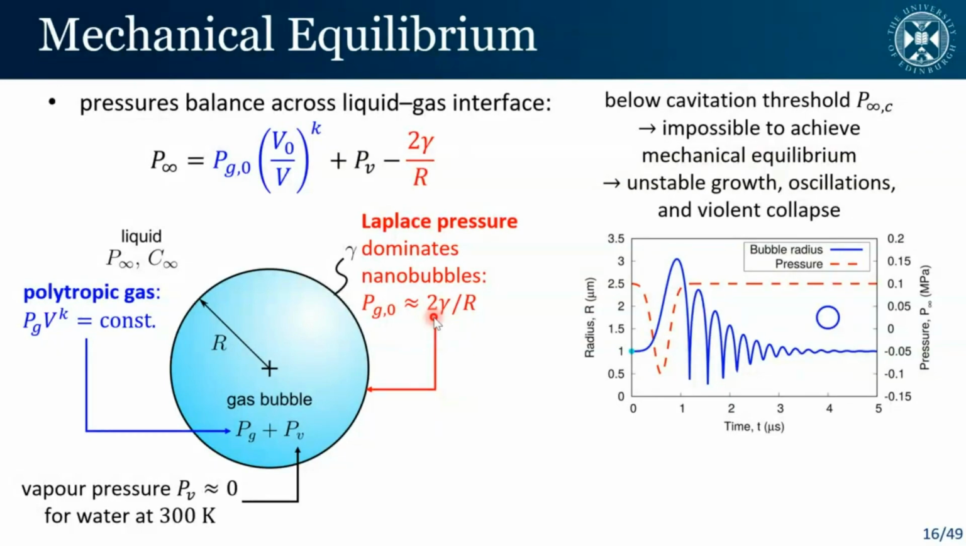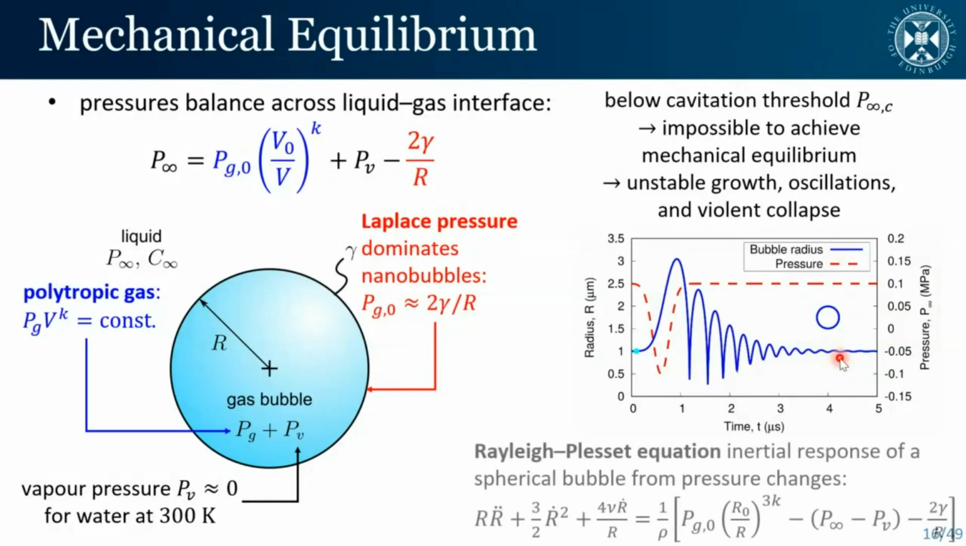So to induce unstable cavitation growth, what we need to do is reduce our external liquid pressure below a certain threshold, below which it's impossible to achieve mechanical equilibrium. At this point, we will achieve a rapid unstable growth of a bubble. And we can see that here. We drop the liquid pressure, the bubble grows, but inevitably this liquid pressure is going to return back to its initial value. And as it does, we get this very sharp and violent collapse of the bubble, which ends in these very non-linear rebounds before reaching its equilibrium value again.